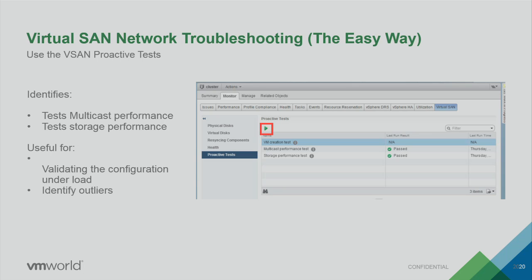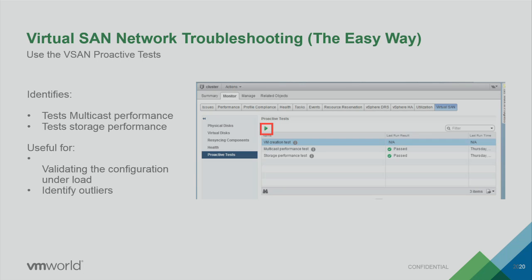So we've got several tests here. One, we'll test VM creation, and this will just make sure everything can talk to each other. If a host can't create a VM, there's potentially a problem, an outright network connection problem. We'll also test multicast performance, which I know all of you know how to test already, but we put an easy button on there.